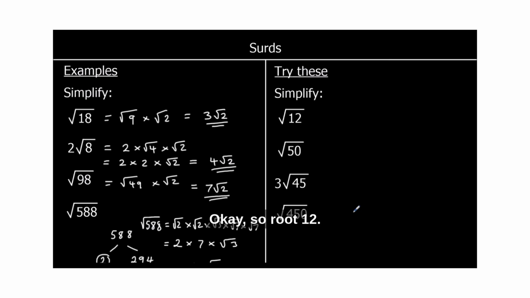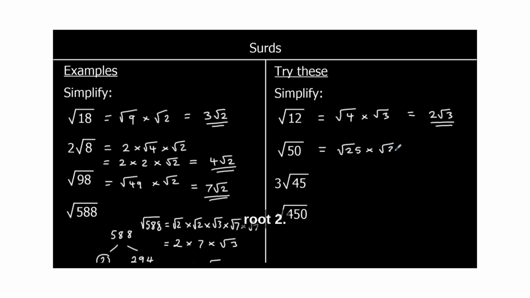Okay, so root 12. Root 12 has got a square number as a factor. It's got 4. So I can change root 12 into root 4 times root 3. And root 4 is 2. So I've got 2 root 3. Root 50 is 2 25s. So root 25 times root 2. Root 25 is 5. So I've got 5 root 2.